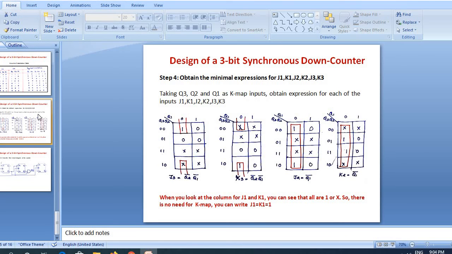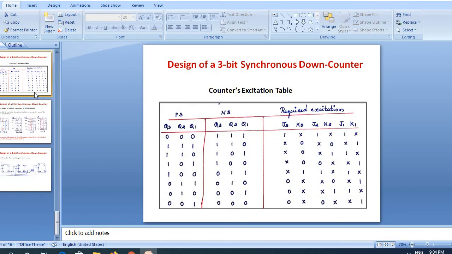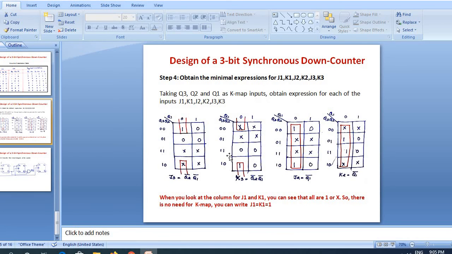Now, there's no need to find the K-map for J1 and K1, because even if you form the K-map, all the components inside the K-map will be 1 and x. So the grouping will be full. The full map will be chosen and you can write J1 as 1 and K1 as 1. That is why you don't need to draw it for J1 and K1.